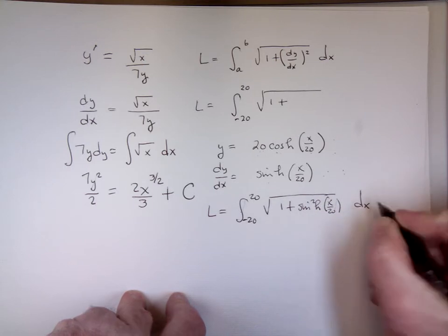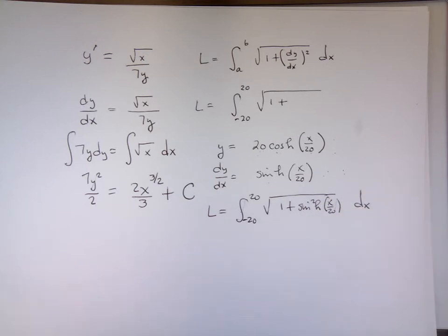Now, here's the thing. 1 plus sinh squared, what the heck is that? Well, there is a hyperbolic trig identity that says that that's equal to cosh squared. The square root of that is cosh. Now, you may not know that. I didn't go into those. I only did the derivative and integral forms.